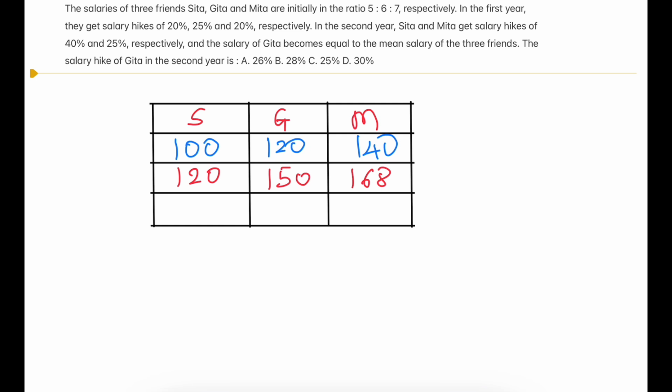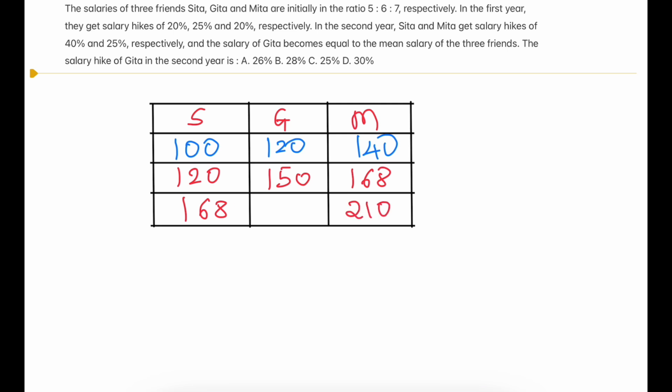In the second year, Sita gets a hike of 40%. So 40% of 120 is 48. So the new salary is 168. And Mita's new salary is 25% higher. So 25% of 168 is 42. And thus Mita's new salary is 168 plus 42, 210.